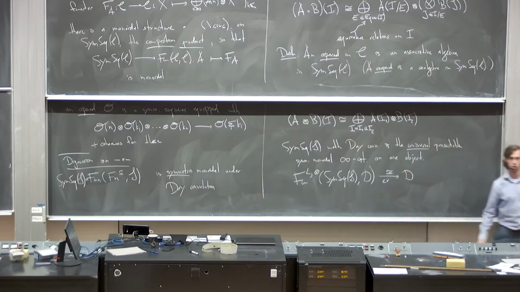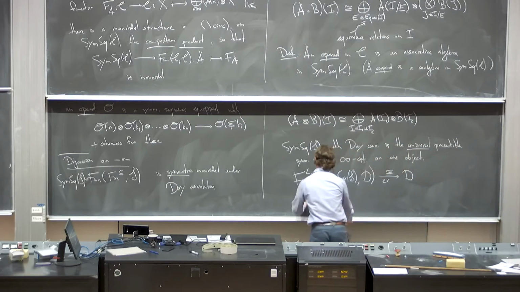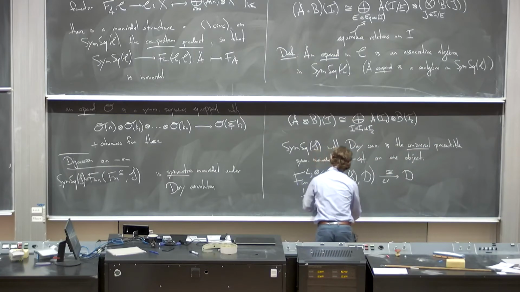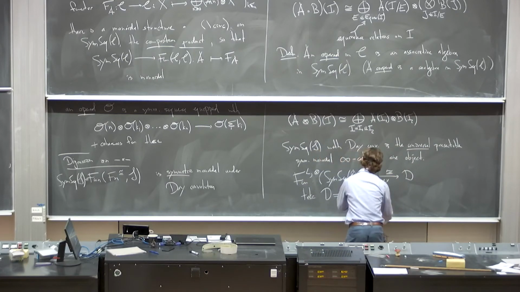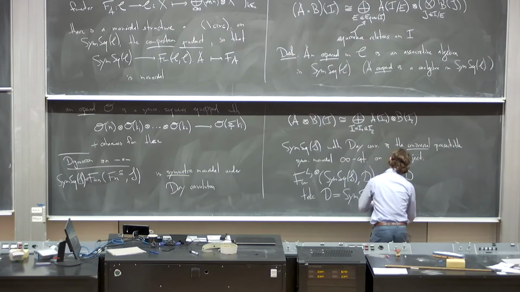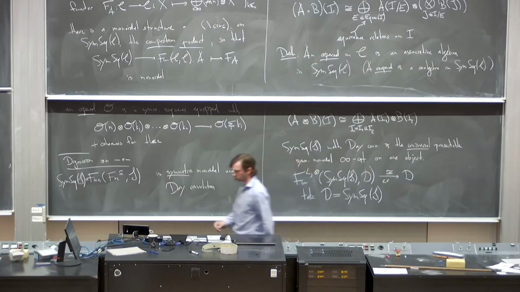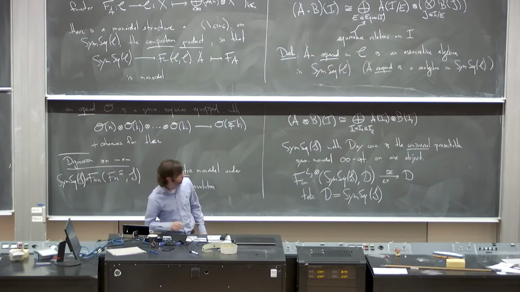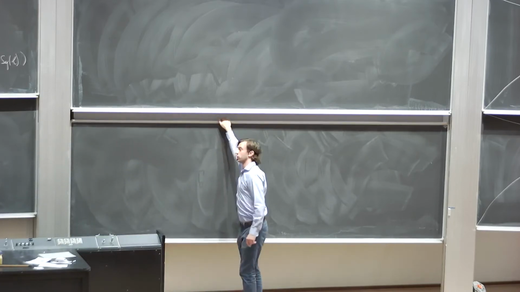Right, so specifying a colimit preserving symmetric monoidal functor out of this is the same as specifying an object of D. Okay, fine. What's the point? Well, you can now just take D to be symmetric sequences in S, okay? So if you do that, then the right-hand side is the category that we're interested in, and the left-hand side obviously has a monoidal structure, okay?